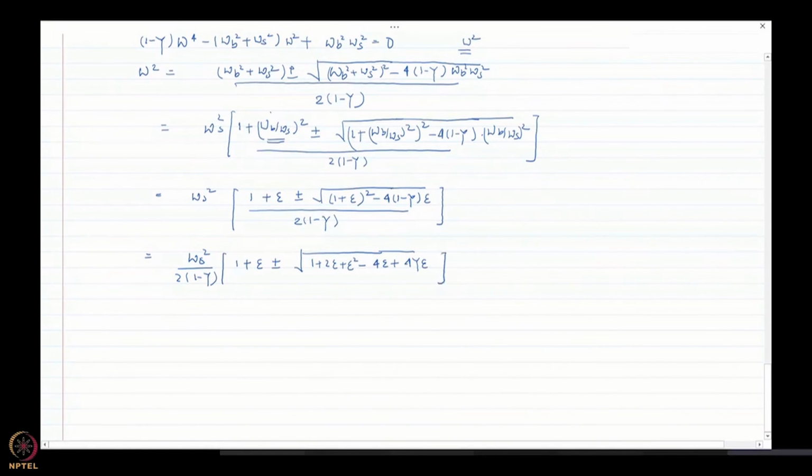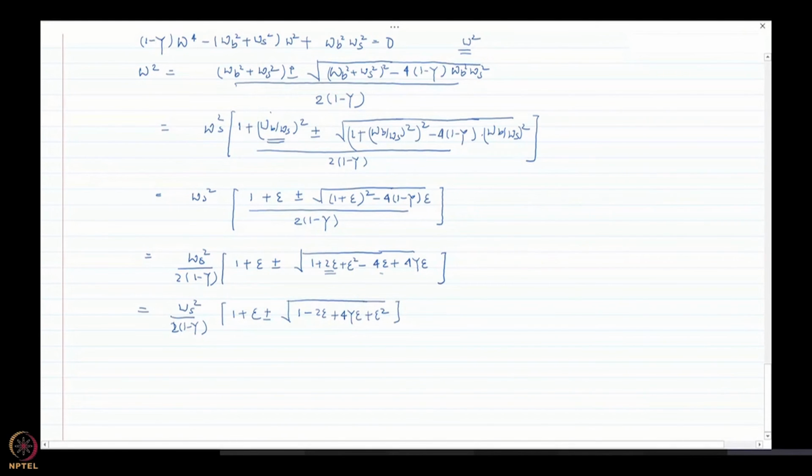Now let us see what approximations we can make. Can I say in this case omega square, 2 times 1 minus gamma, I have 1 plus epsilon, and in this case if I subtract this term and this term I would have 2 epsilon minus 2 epsilon, okay, and then plus 4 gamma epsilon plus this.